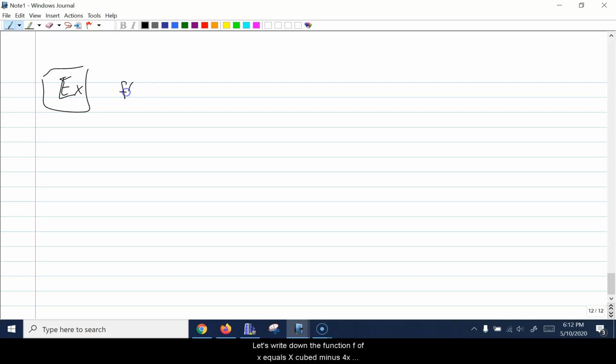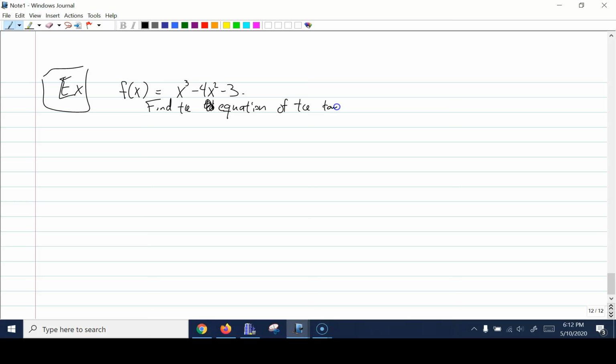Let's write down the function f of x equals, let's do x cubed minus 4x squared minus 3. And let's find the equation of the tangent line to f of x at the point, let's make it x equals -1.